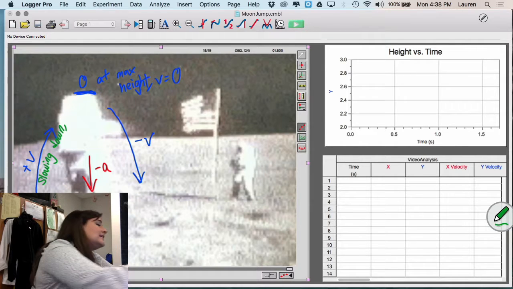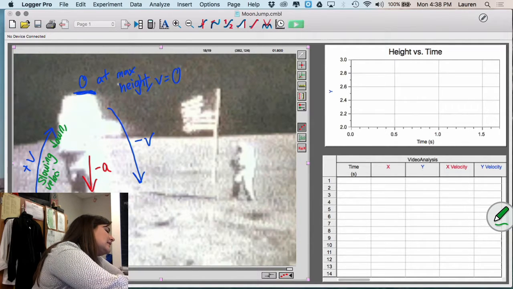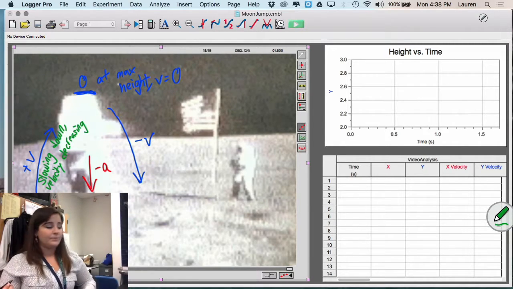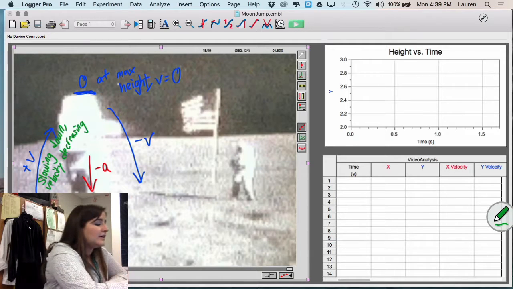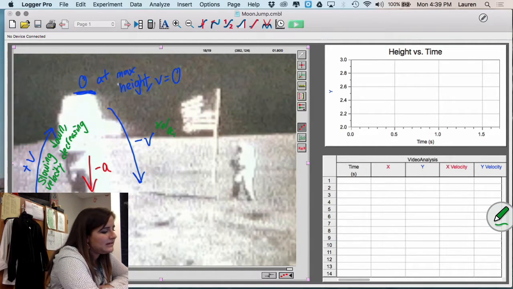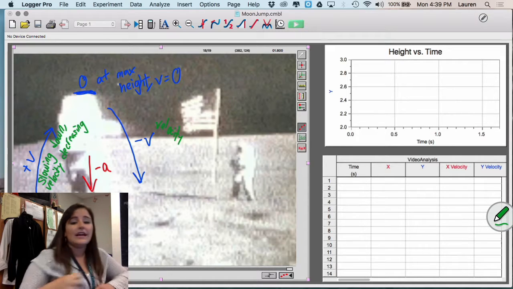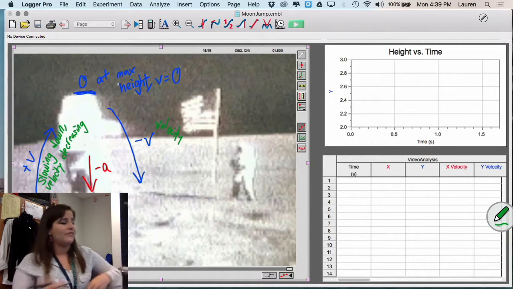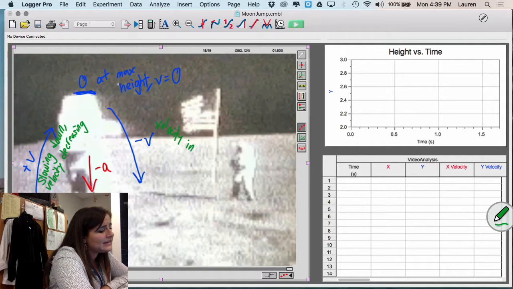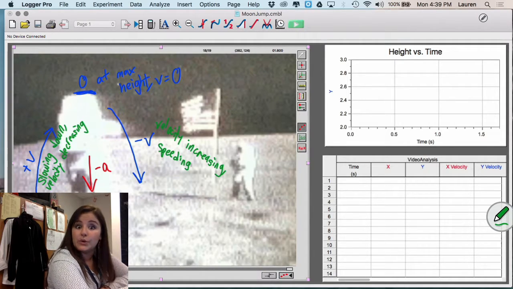Another way you could say that is his velocity, though it's positive, is decreasing. It's getting closer to 0. On the way down, he's going to speed back up. His velocity is still negative, but it's getting further away from 0. So his velocity is increasing as time goes on. He is speeding up as he goes back down, in this case, toward the moon.